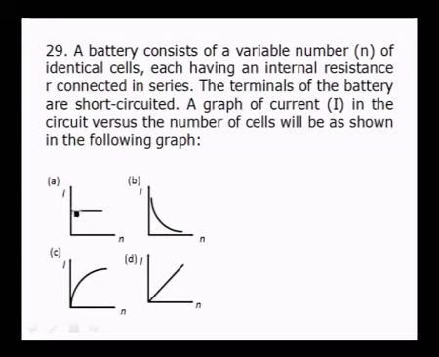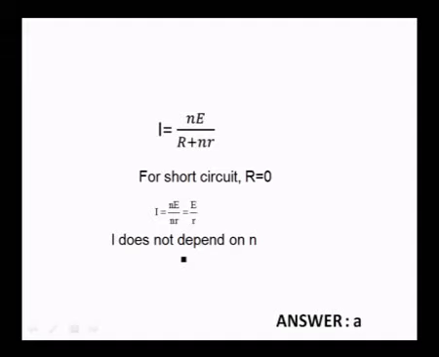See, option A is parallel to the x axis, that is the number of batteries, and option B decreases, option C increases, option D also linearly increases. But we have I is equal to NE divided by R plus NR. This is the current expression when a number of cells are connected in series, where NE is the effective EMF and NR is the effective internal resistance and R is the external resistance.